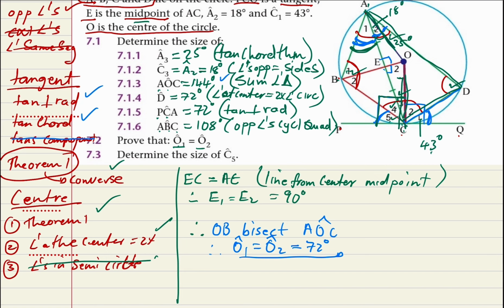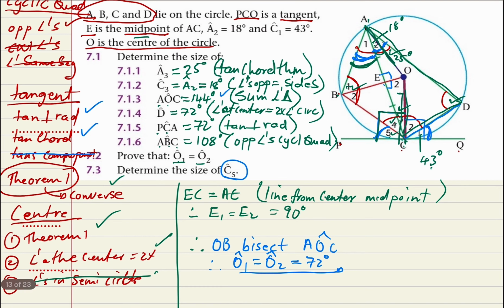Okay, now since it's so, they said now to me determine size of C5. Here is C5, right guys? So having C5 means I now need to go and check what is A1. How can I find A1? Remember, I now have this one.